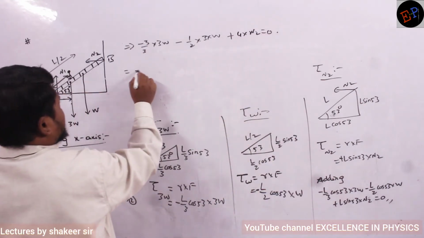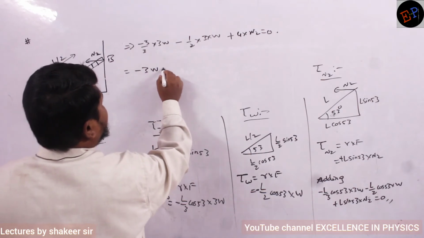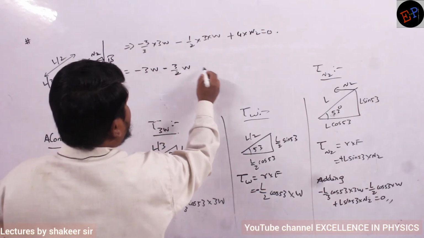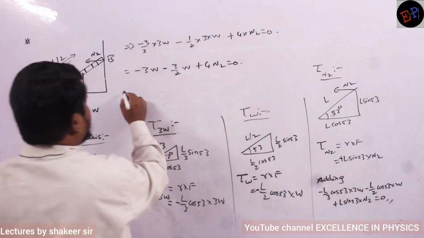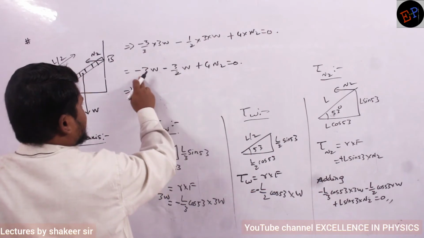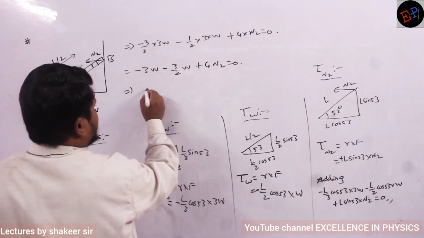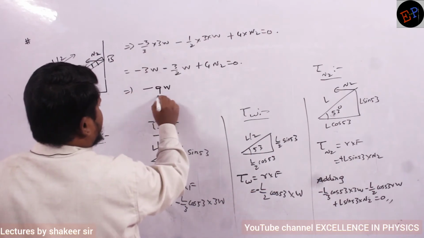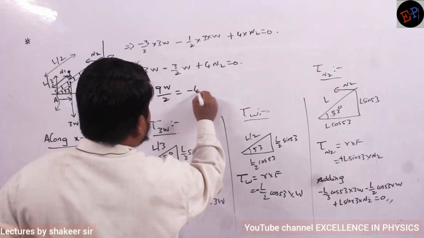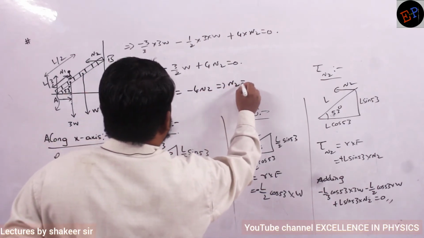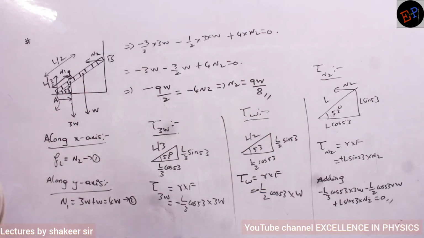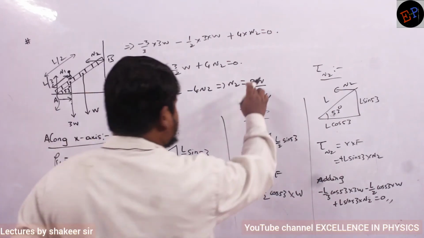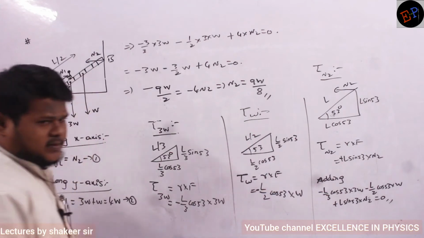That's all, no? So therefore minus 3w minus 3 by 2w plus 4n2 is equal to 0. Clear, no? So therefore 3 2s are how much? 6. 6 minus 3, minus 9w by 2 is equal to minus 4n2. So therefore n2 value is how much? 9w divided by 8. So that is my answer. Understood, no? n2 value we have calculated, 9w divided by 8. That is my answer. Okay, come on, make note.